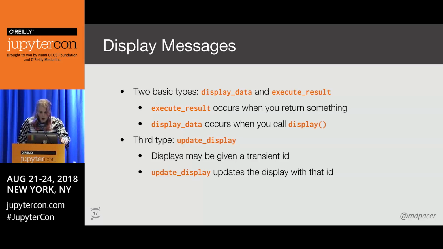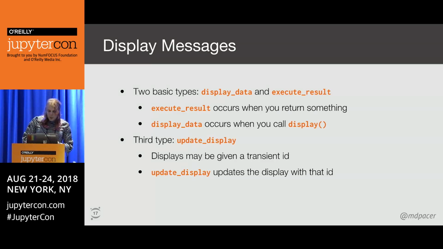Okay, so underlying all of this are some display messages. That is how this is being communicated over the wire. There are two basic types that we've been looking at, display data and execute result. Execute result is what's happening when we're returning something. That's why we have that out there. Display data is occurring when we call display. It's happening as a side effect.